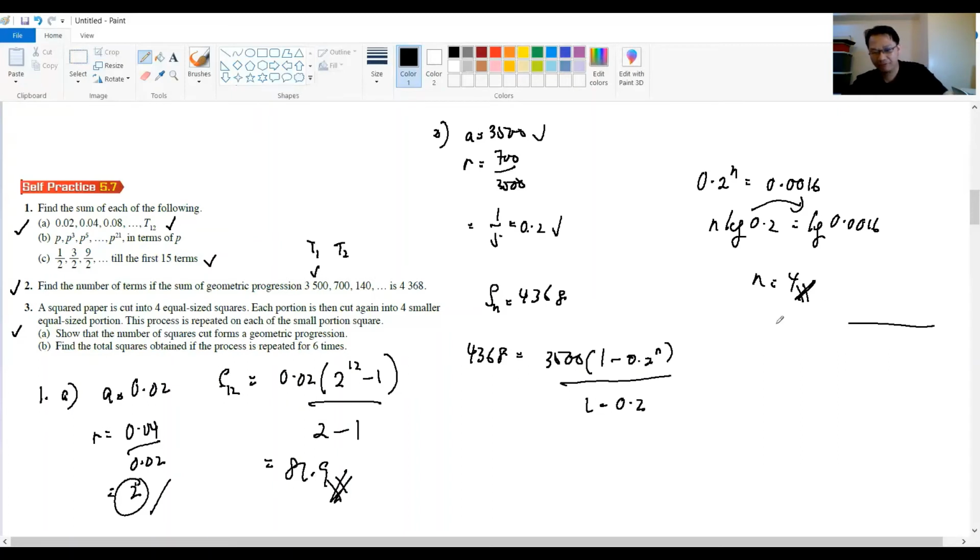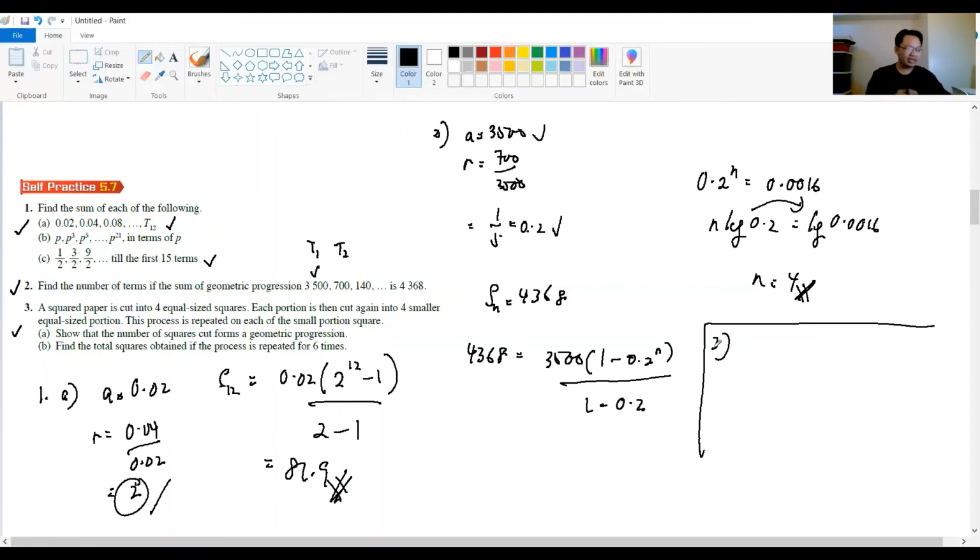And for number 3, I think you guys can try. It's about a square paper that is cut into 4. Each portion is then cut into another 4. This process is repeated on each of the small portions. Very interesting question. Show that the number of squares cut forms a GP. Let me give you the idea.